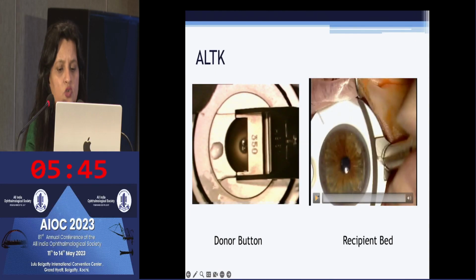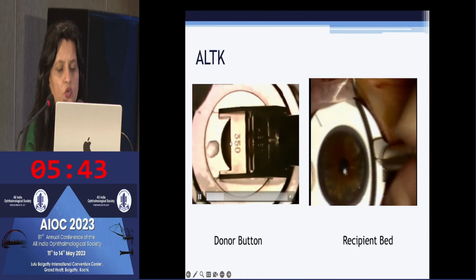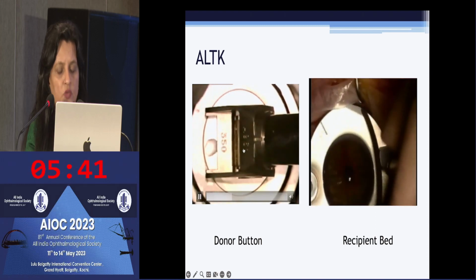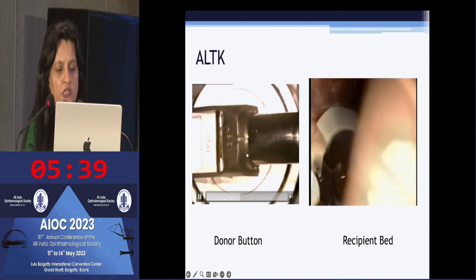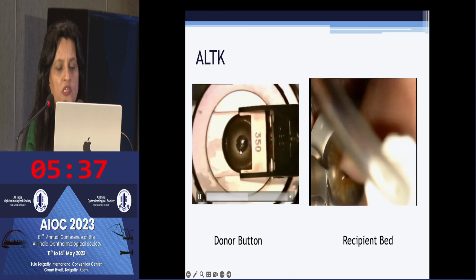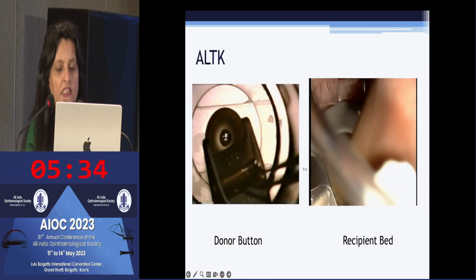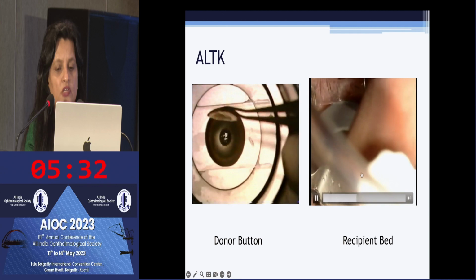This is just to show how it is done. So this is a keratoconic cornea where the microkeratome is being used, which is 350, which is going to split the cornea into 350 and 150 microns. So the anterior part is taken, and this is the keratoconic cornea.